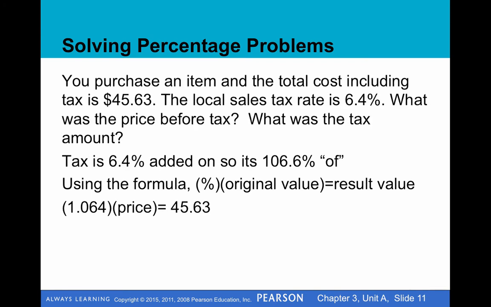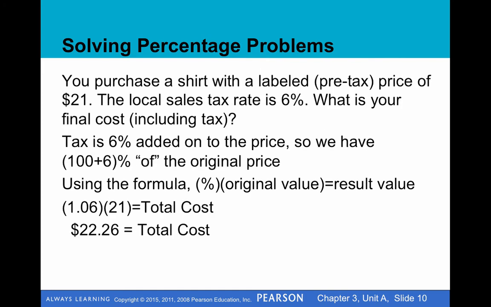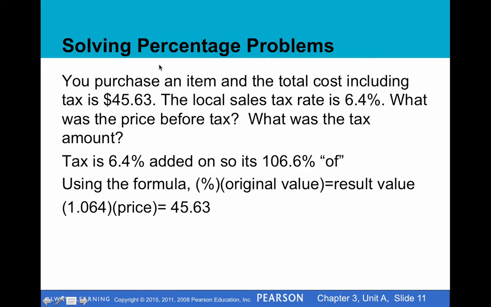It's a little different than the last one. This time it says you purchase an item and the total cost including tax is $45.63. So the last problem we knew the price before the tax, now we know the price after the tax. This time the local sales tax rate is 6.4%. What was the price before the tax? And then what was the tax amount?